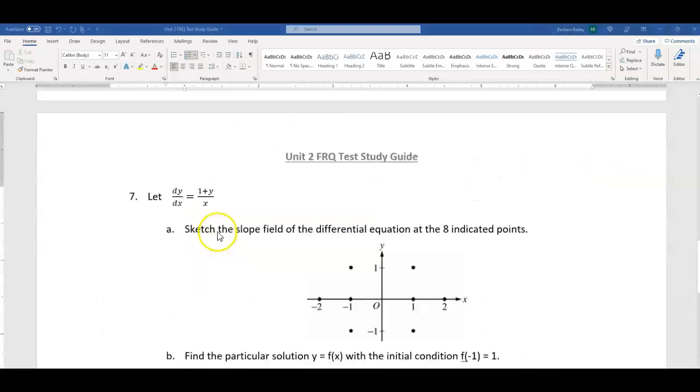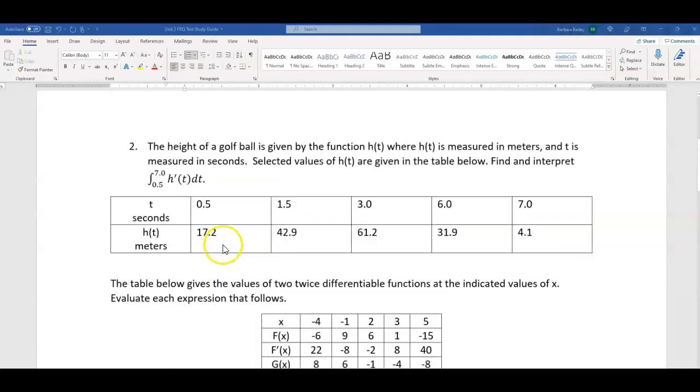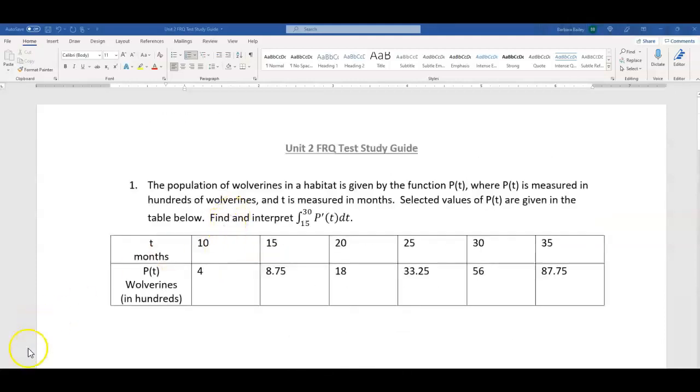And that does it for our FRQ study guide. Hopefully that was helpful, and we'll wish you well on your test.